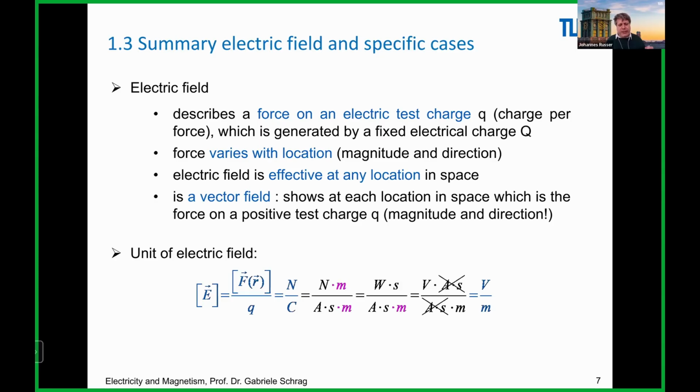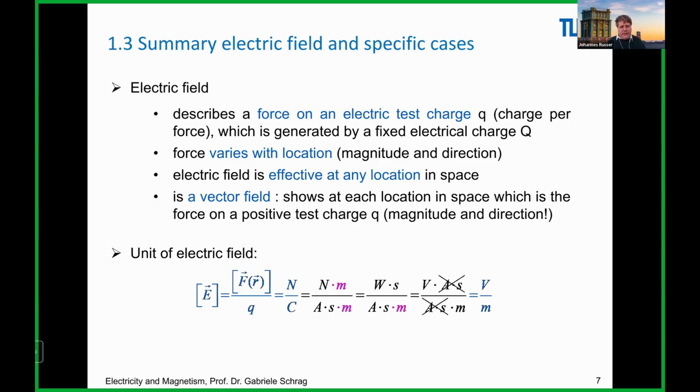that is defined by a direction and the magnitude, and it will act on the charge that you bring into this electric field, this vector field. So it is a vector field, and it shows at each location in space what the force is and what is the force on the positive test charge. It shows magnitude and direction. And what is the unit of the electric field?